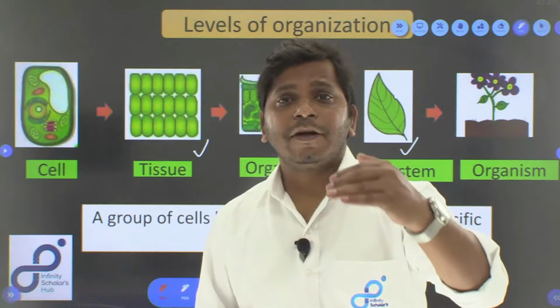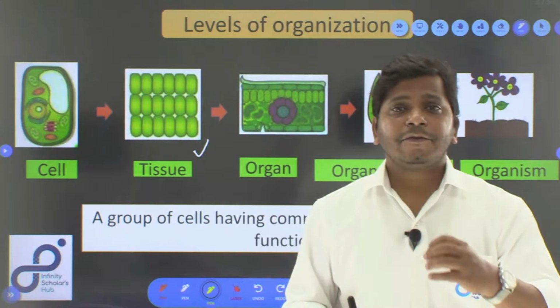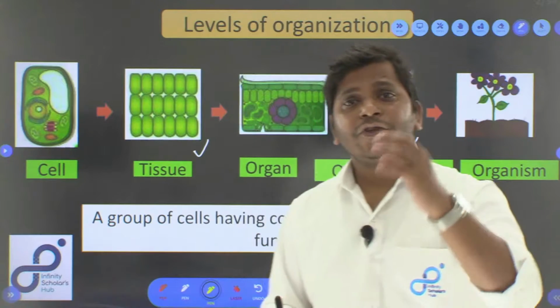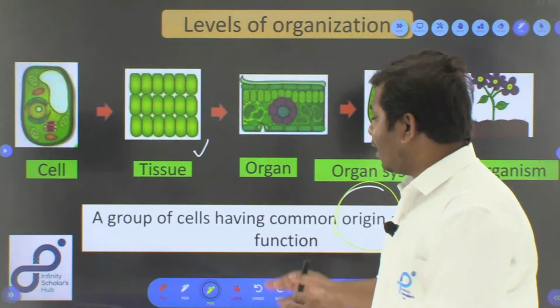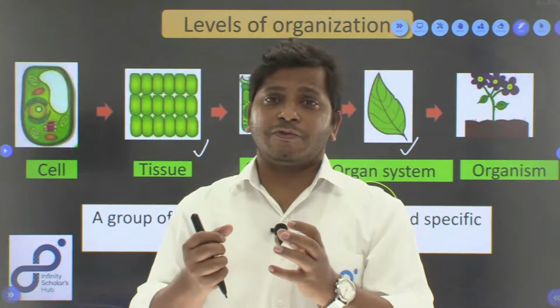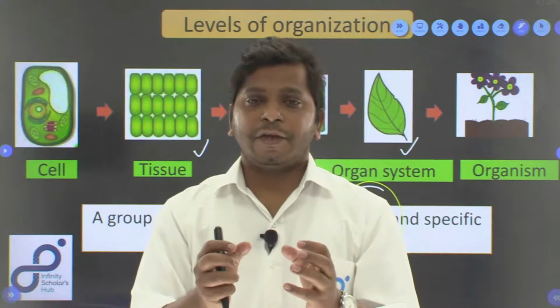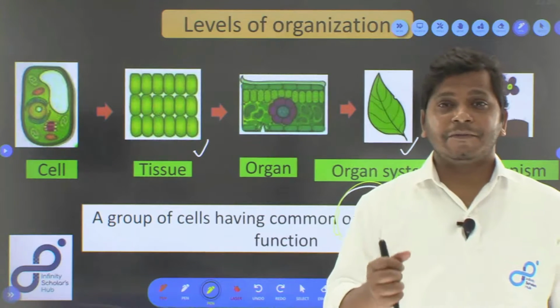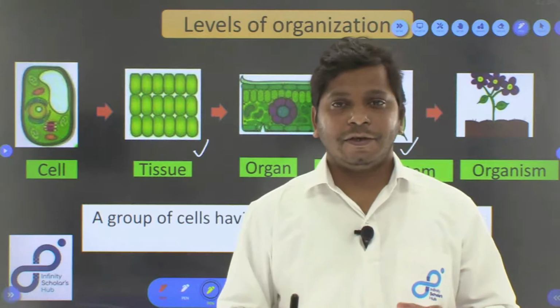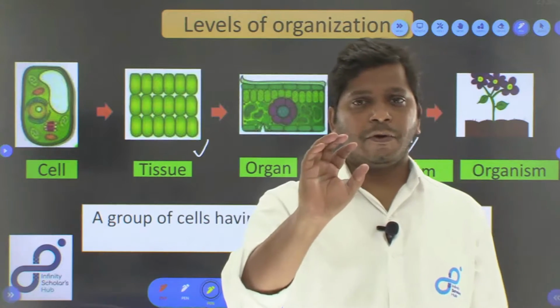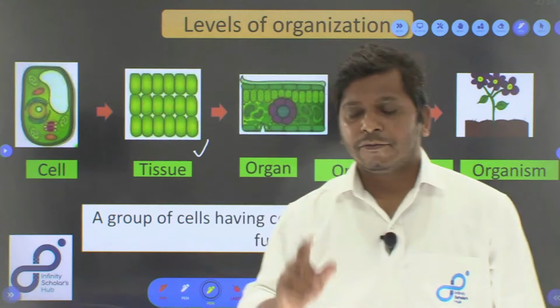What is the function of the epidermal cells? The function of the epidermal cells is to provide protection. So they have a specific function, and all the tissues originated from a common source, a common group of cells. So they should have a common origin and a specific function, and that is what a tissue is. So tissue means a group of cells having a common origin and a specific function.